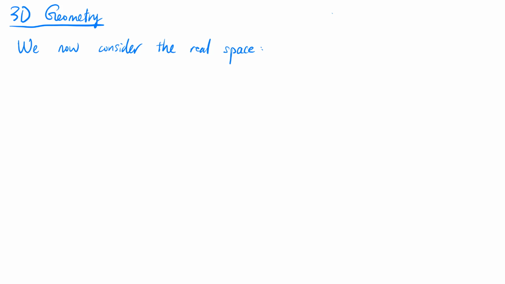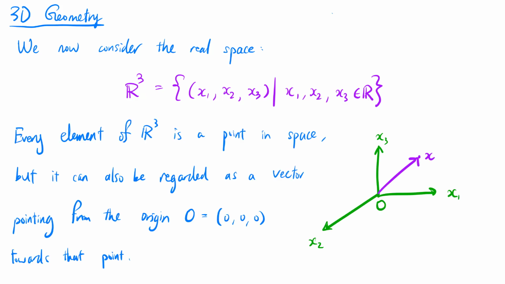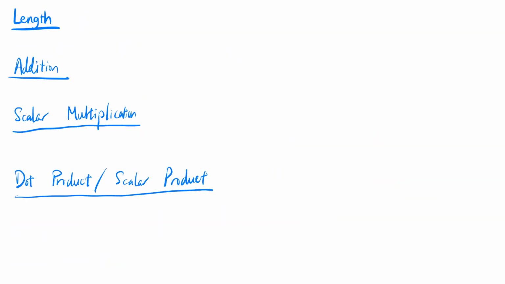We now consider the real space, represented by R3, which contains the ordered triples x1, x2, x3, where x1, x2, and x3 are all real numbers. Every element of R3 is a point in space, but it can also be regarded as a vector, pointing from the origin O towards that point. There are analogous notions of length, addition, scalar multiplication, dot product or scalar product for vectors in R3.